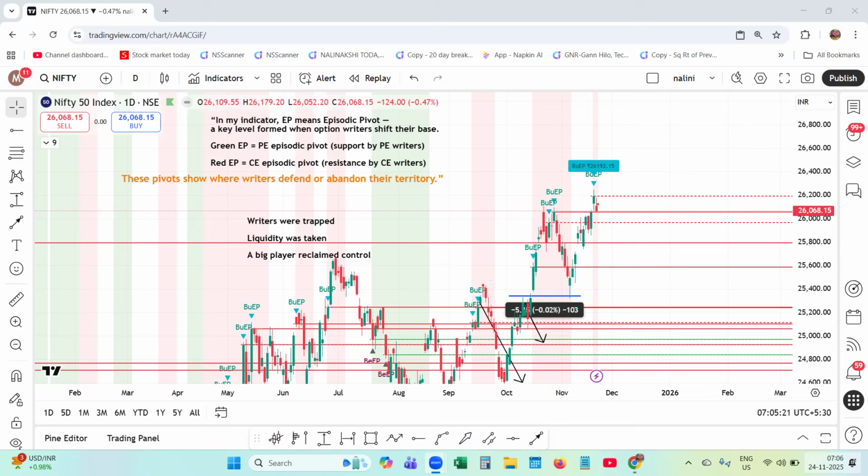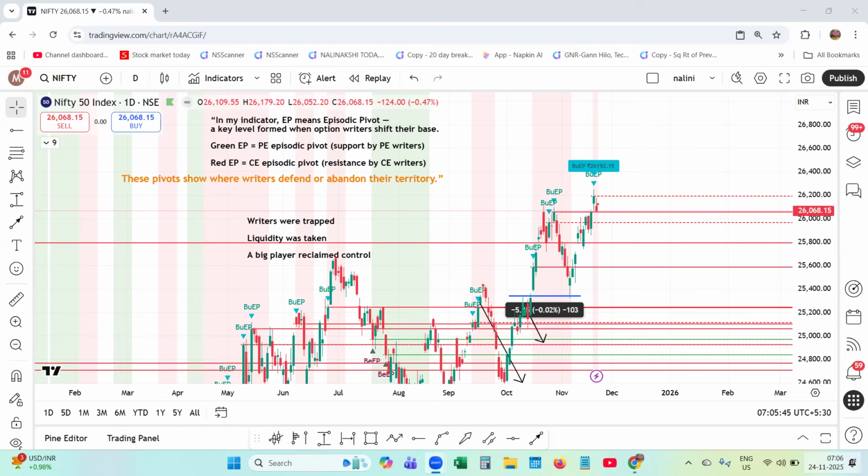PE writers or CE writers, buyers or sellers, continuation or reversal. Most traders ignore this moment, but I'll show you how this single flip level can give you confidence, clarity, and perfect timing for your trade entries. Let us start.